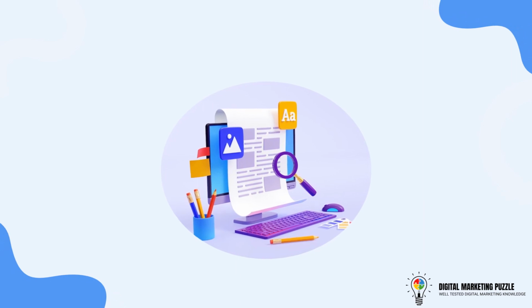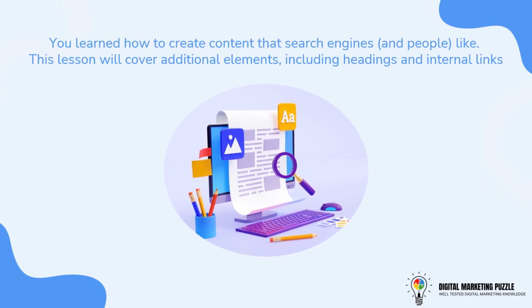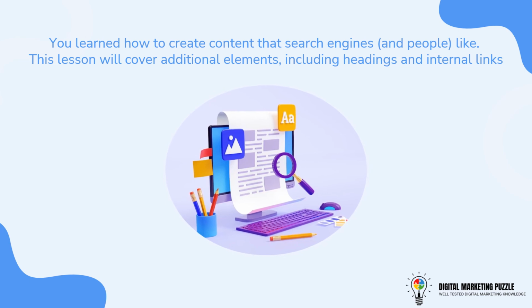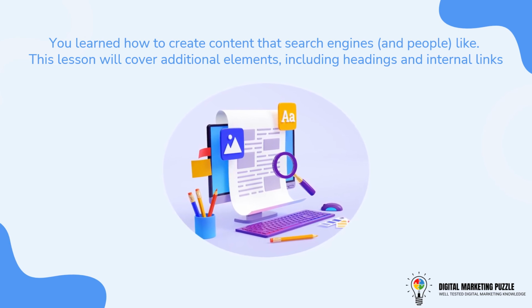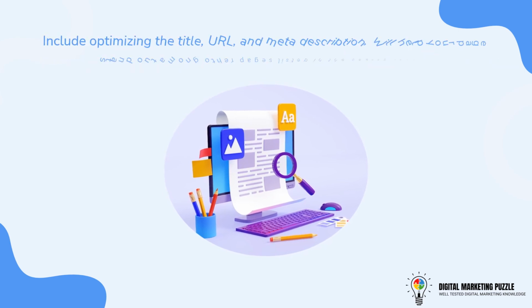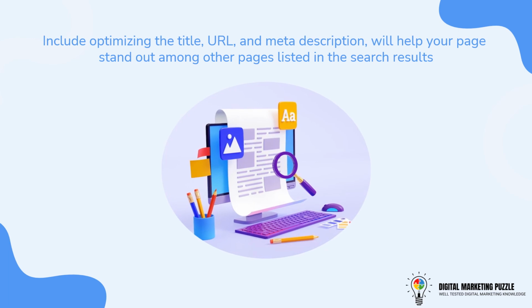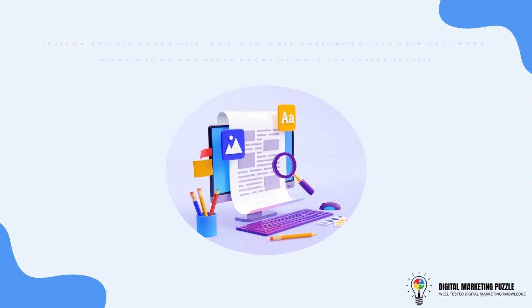In the previous module, you learned how to create content that search engines and people like. This lesson will cover additional elements, including headings and internal links. You will also learn how to optimize source code, which is visible to search engines and to searchers who aren't yet on your site. These on-page SEO tactics, which include optimizing the title, URL, and meta description, will help your page stand out among other pages listed in the search results.